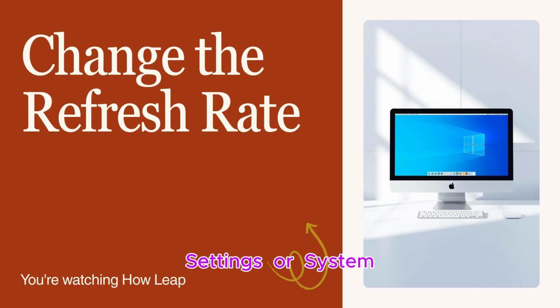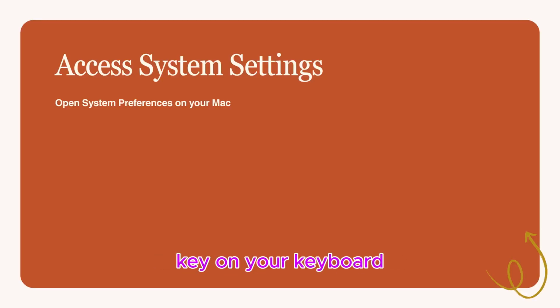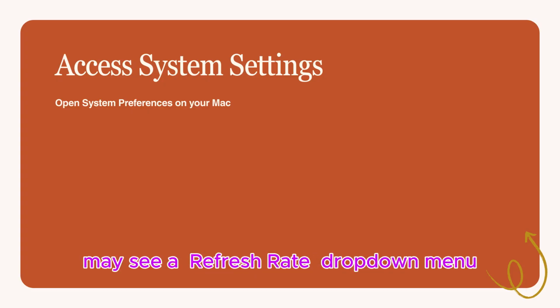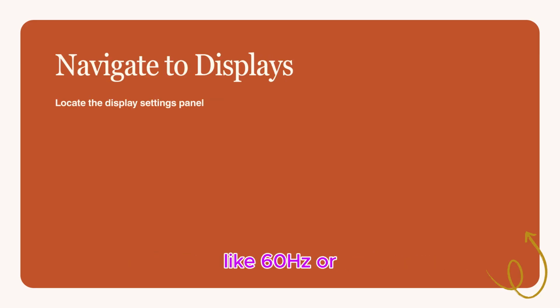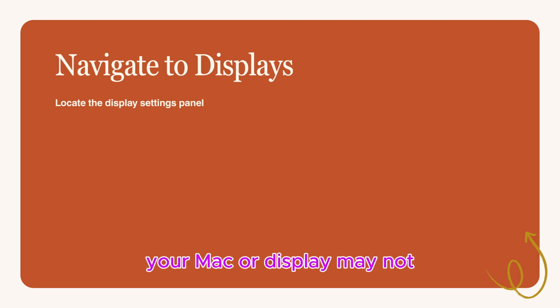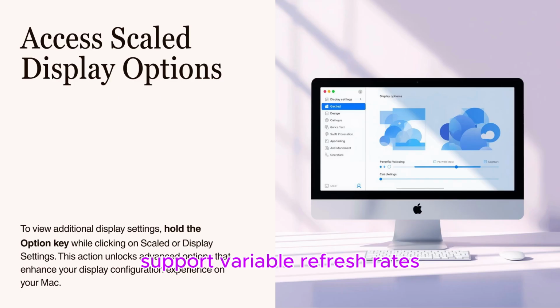Open System Settings or System Preferences. Click Displays. Hold the Option key on your keyboard and click Scaled or Display Settings. You may see a refresh rate drop-down menu. Select your desired refresh rate, like 60 Hz or 120 Hz. If you don't see the option, your Mac or display may not support variable refresh rates.